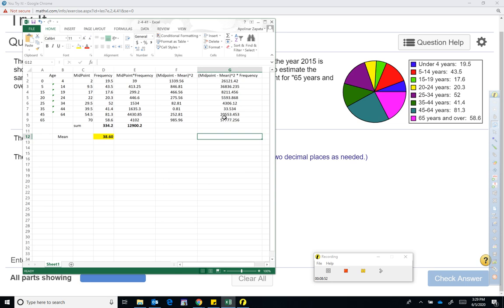Now I need to get this sum. So you can copy the formula for the sum all the way to here. Of course, I don't need this sum. You can clear it, but I needed this sum.